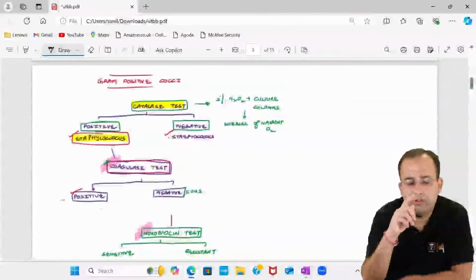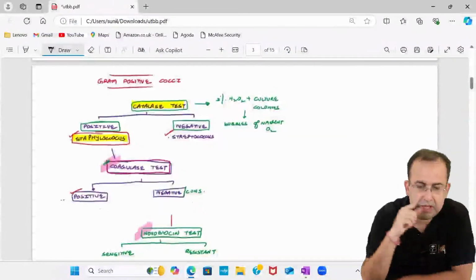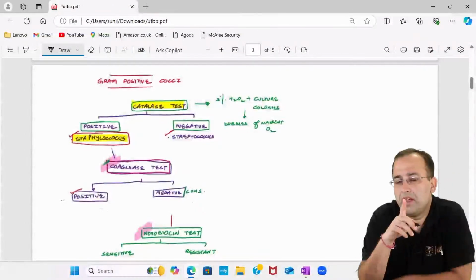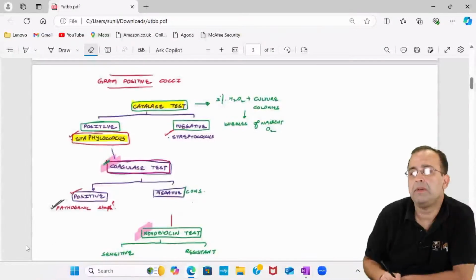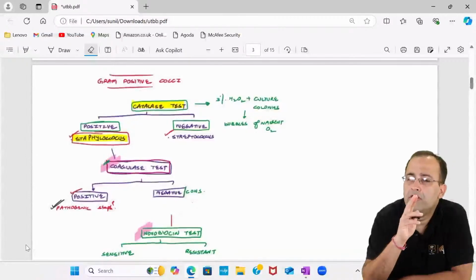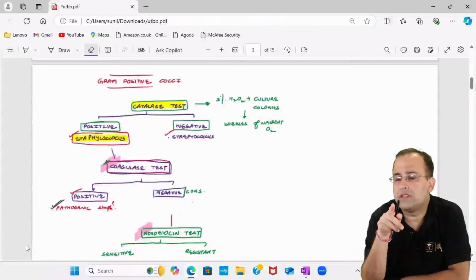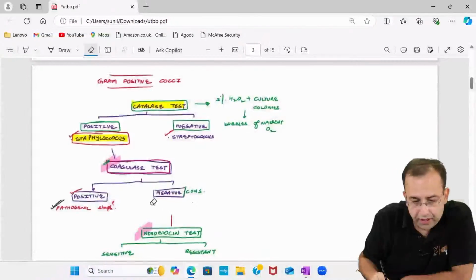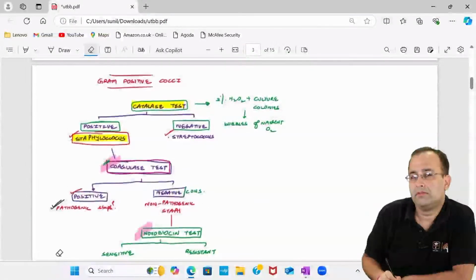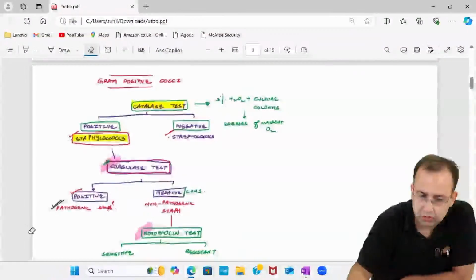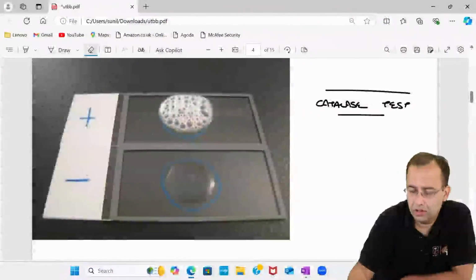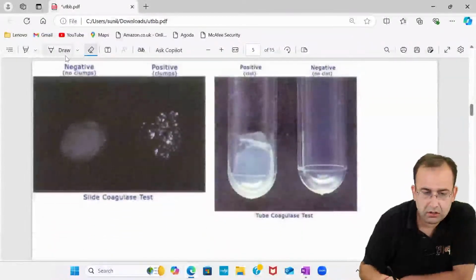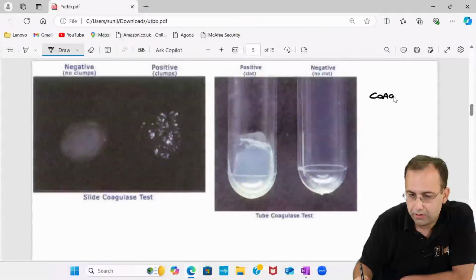Next, these are further divided on the basis of coagulase test into coagulase positive, that is the pathogenic Staph aureus, versus coagulase negative, that is non-pathogenic staph. This is what catalase test looks like, versus this, which is the coagulase test.